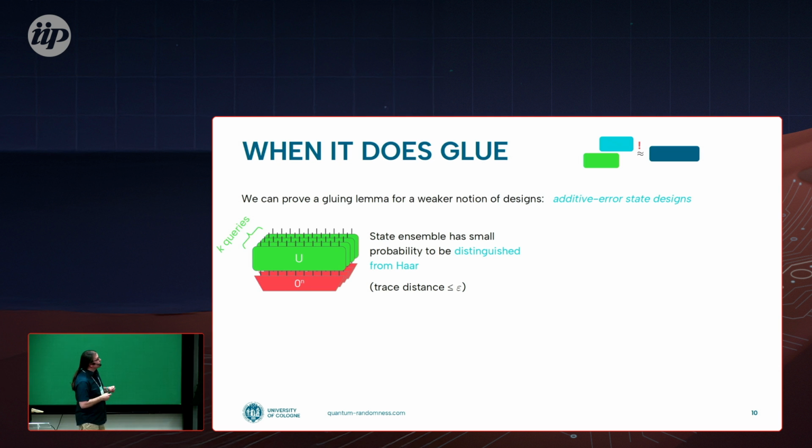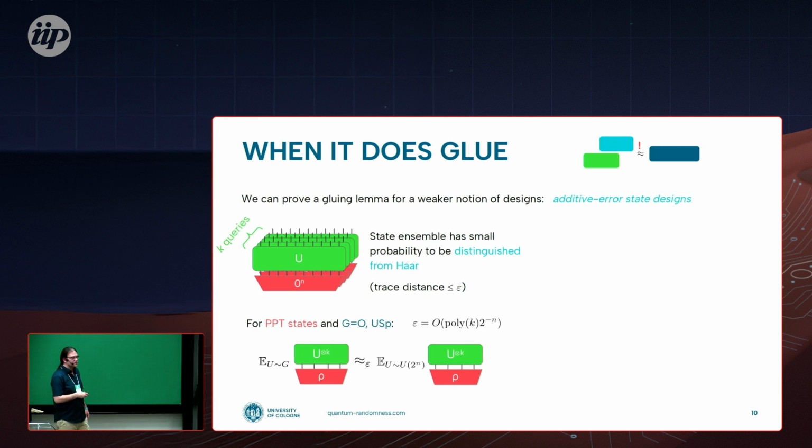Here, the idea is that instead of telling apart unitaries, what we want to tell apart are states. We can see our circuits as generating a state ensemble. We take k copies of our circuit, we let it act on k copies of the zero state, and this gives us a state ensemble. If you cannot tell apart this state ensemble from Haar random states, then we call this a state design or additive error state design. What we were able to show is that, at least for the orthogonal and the symplectic group, for such state designs, we can exchange the average over our group with the unitary average, the average over the unitary group.